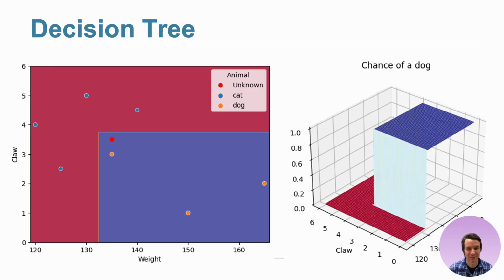This is a similar thing if you try to do a decision tree. You can try to make the decision tree and also plot it and see for every weight and claw how it would classify each point, right? And if you plot it as a surface, you can see it's like a big jump over there. Either it's 1 or 0, right? So this is our decision tree, how it performed.